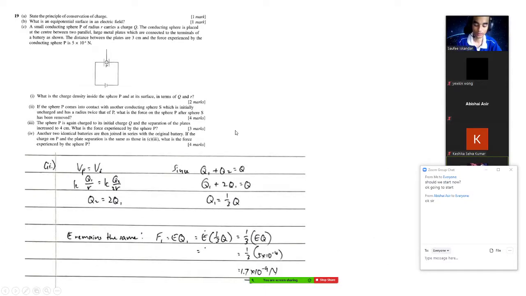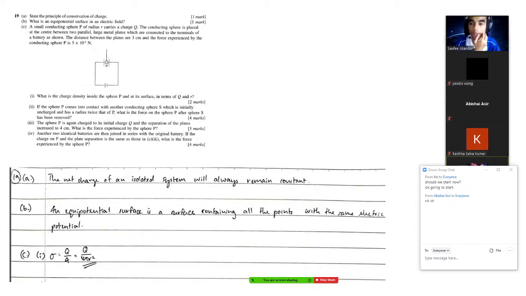Okay, state the principle of conservation of charge. Conservation of charge is actually the same as what you have learned in momentum. Next, net charge, this is charge, not change. The net charge Qn of an isolated system will always remain the same.